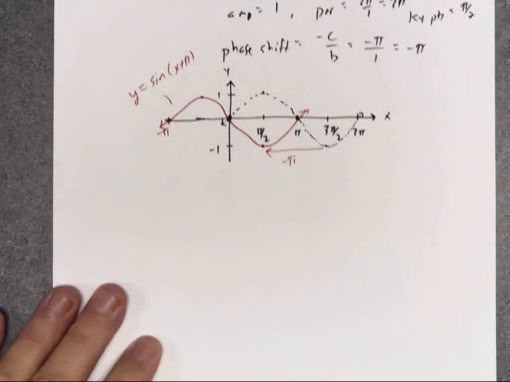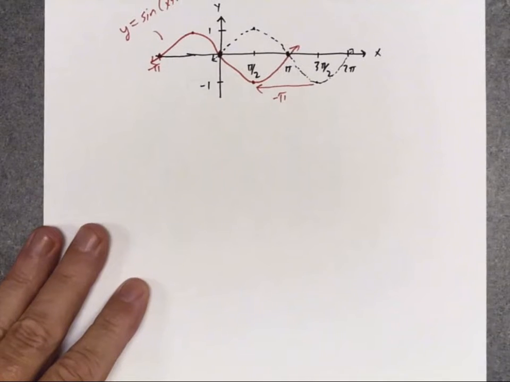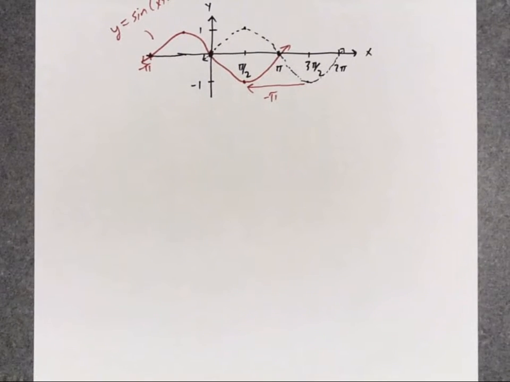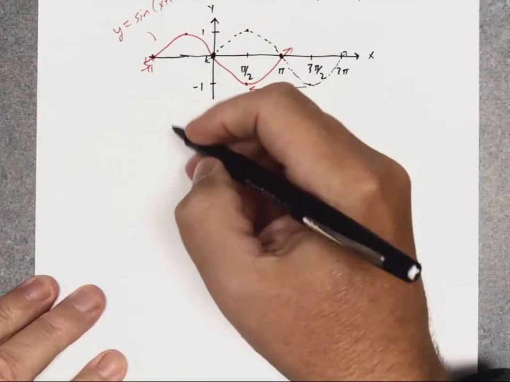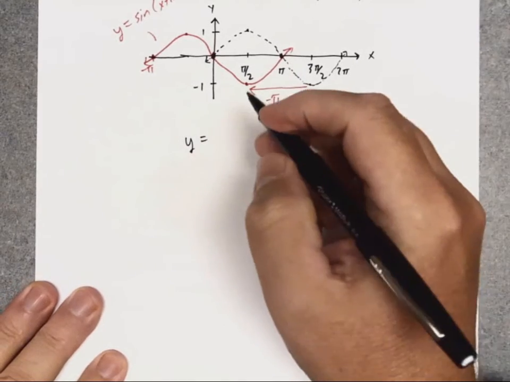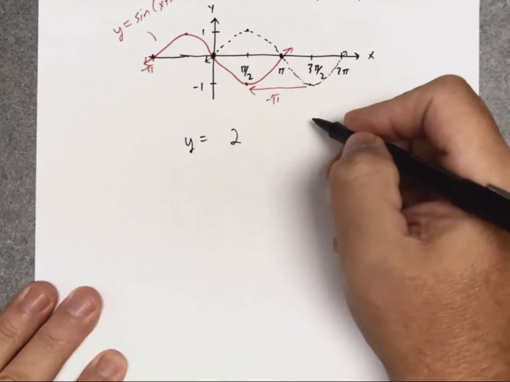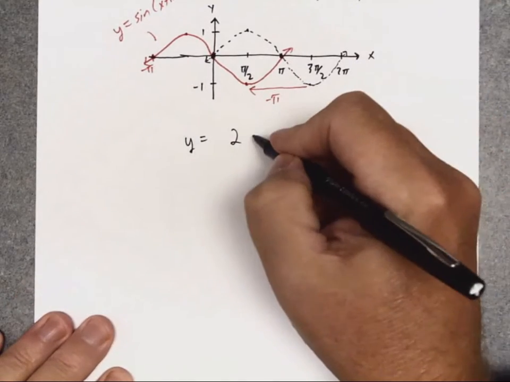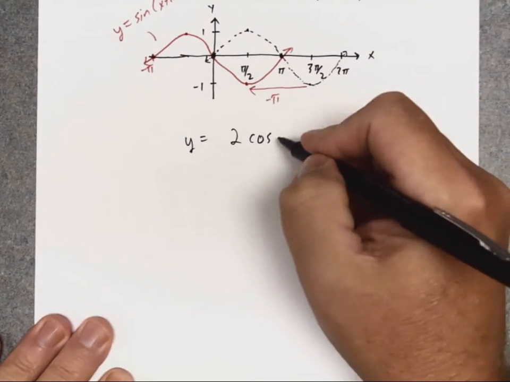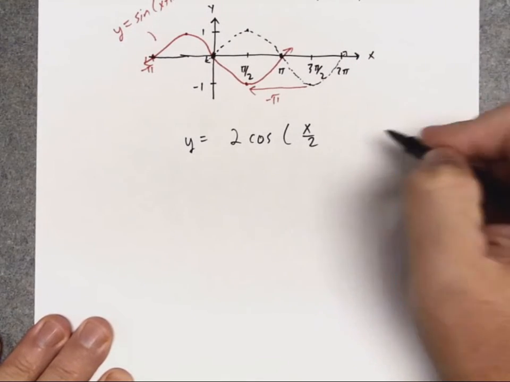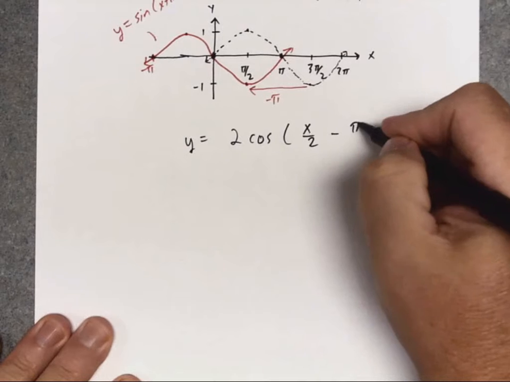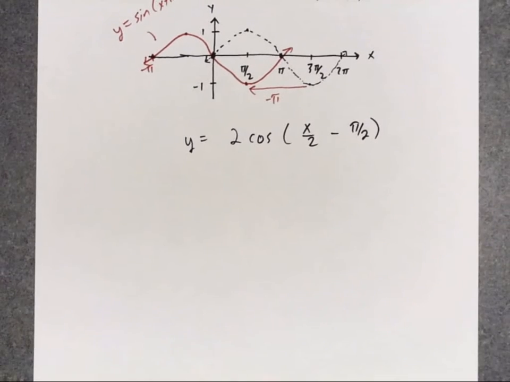All right, we'll do one more. This one maybe is the most complicated of all. Let's see if we can figure it out. We want to graph y equals 2 cosine of x over 2 minus pi over 2.